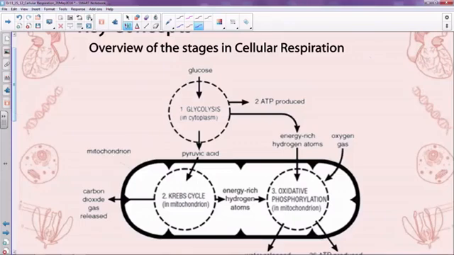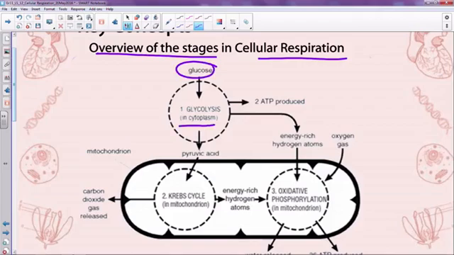So what we're looking at is the overview of the stages in cellular respiration. The first stage that we looked at and discussed early on in the session was glycolysis, and we said that glycolysis uses glucose, occurs in the cytoplasm, and it splits up to form pyruvic acid. That pyruvic acid then enters the mitochondria.